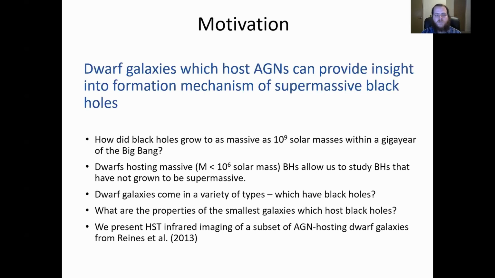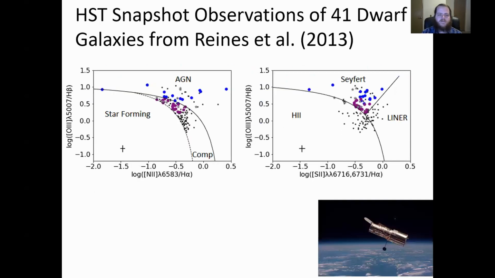To that end, we present Hubble infrared imaging at 1.1 microns of a subset of AGN hosting dwarf galaxies from Rines et al. 2013, who used Sloan spectroscopy to optically select dwarf galaxies which host AGN. Our galaxies were imaged in an HST SNAP program.